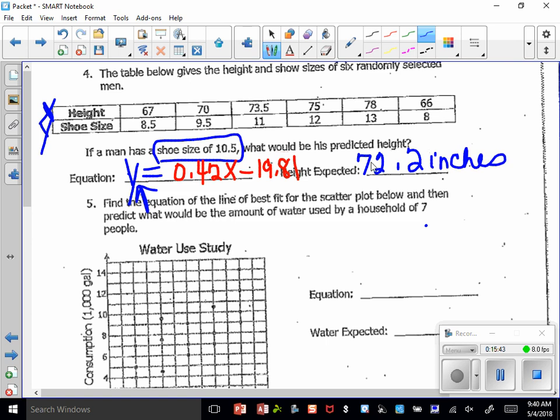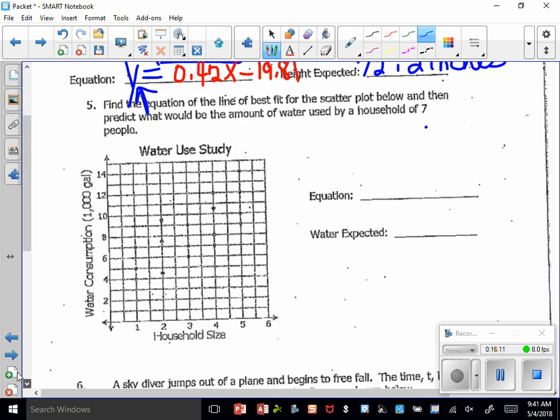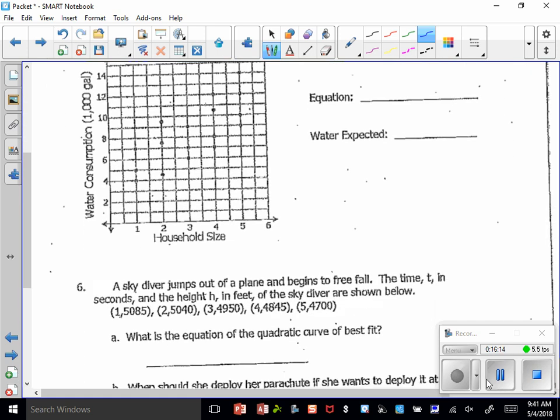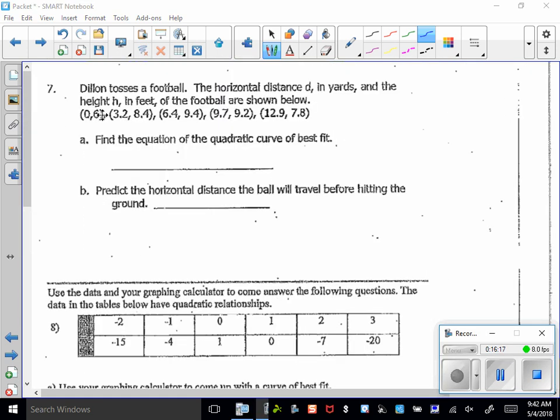So how many feet is that? Divide that by, what's 72 divided by 12? 6. All right. So this person will be approximately 6 feet 2 inches? Yeah, okay. That's interesting, with a shoe size of 10 and a half, the person would be a little over 6 feet. Okay. Interesting. Okay, so let's go to the next page.